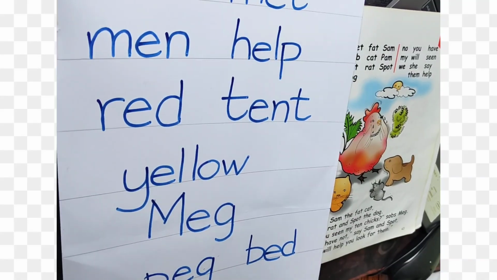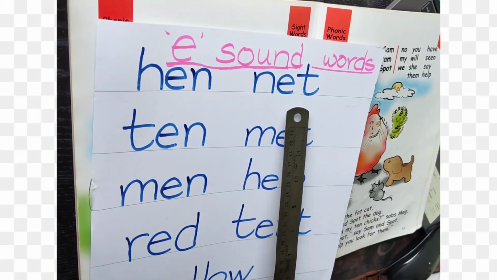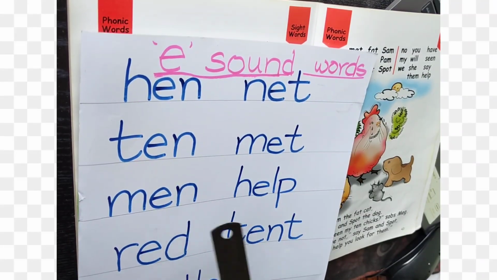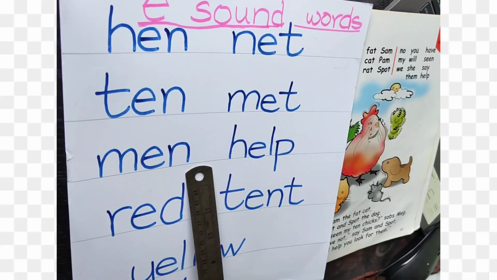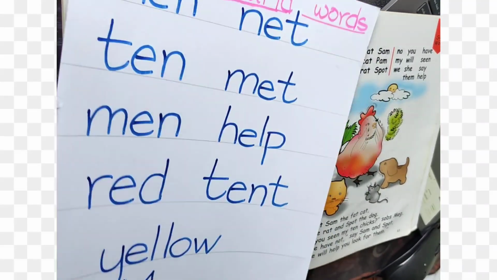What is the sound of E? E says E. H-E-N, hen. T-E-N, ten. M-E-T, met. M-E-N, men. R-E-D, red. So, like this you will teach.